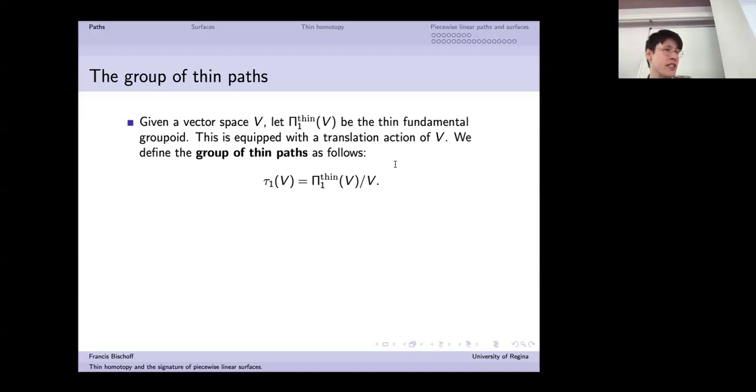You can think of an element as a path where you're allowed to translate it around in your vector space. So if you have two paths and you want to multiply them together, you just need to translate them so that their endpoints meet, and then you can concatenate.